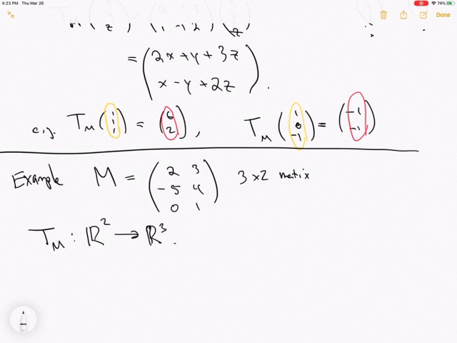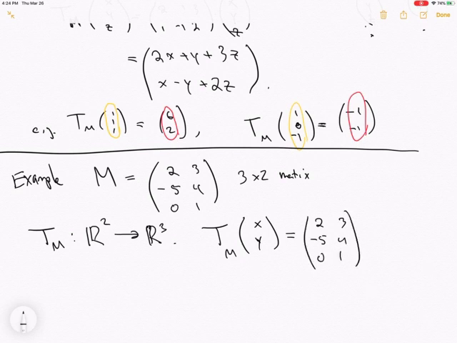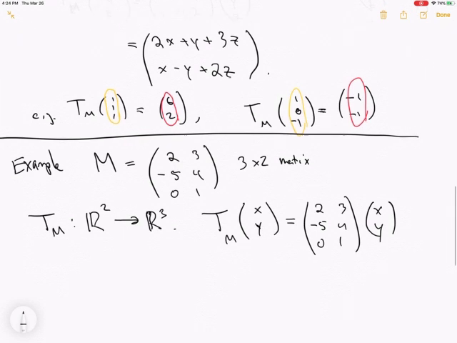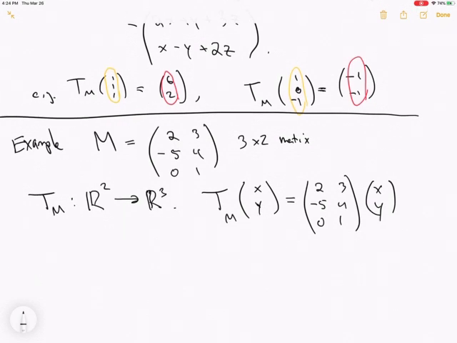And how is it defined? Well, if you input two numbers, say x and y, then what does it spit out? It spits out the product of this times x and y. And of course, when you do that, you end up getting a column of length 3. It's namely 2x plus 3y, that's the first entry, minus 5x plus 4y, and the last entry is just y.